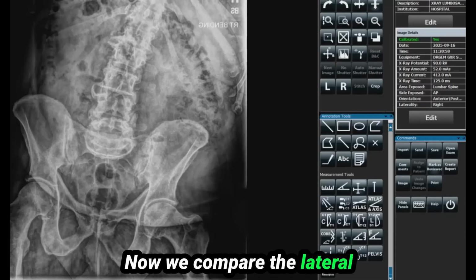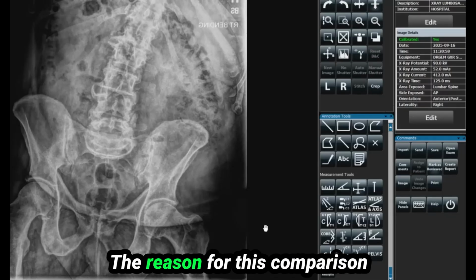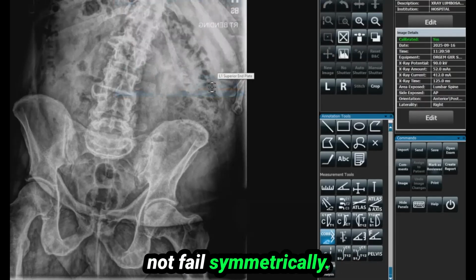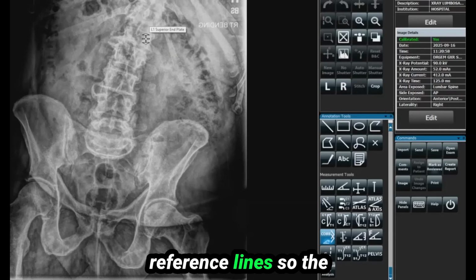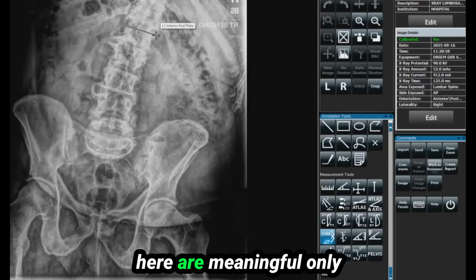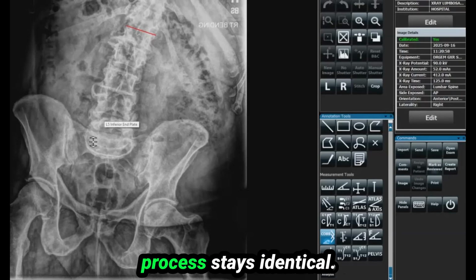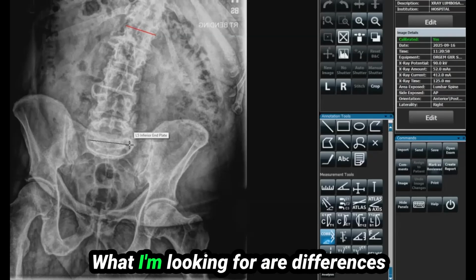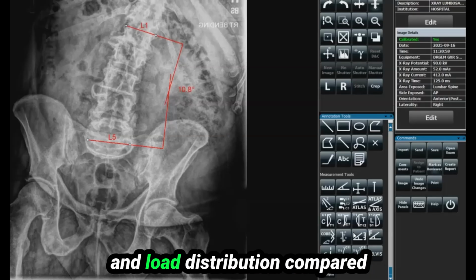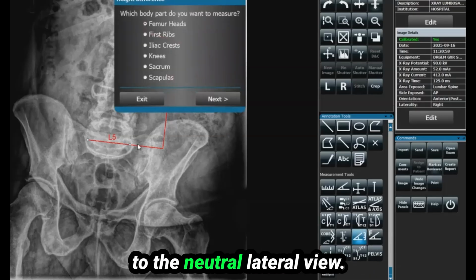Now we compare the lateral view on the right side. The reason for this comparison is simple. The body does not fail symmetrically. I re-establish the same reference lines so the analysis remains consistent. Any changes we see here are meaningful only because the measurement process stays identical. What I'm looking for are differences in segmental alignment, curvature, and load distribution compared to the neutral lateral view.